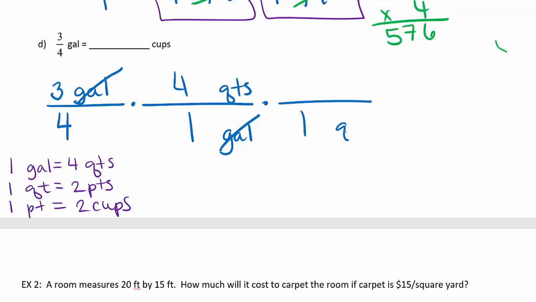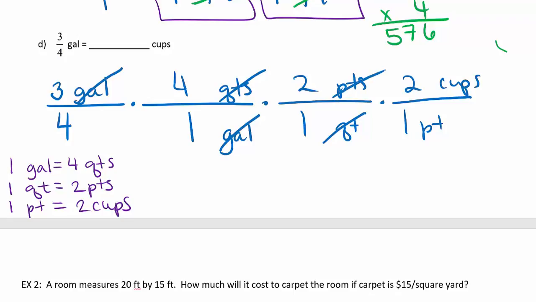1 quart is 2 pints. The quarts cancel. I'm left with pints. I'm almost there. Finally, I'll write down my conversion factor. 1 pint is 2 cups. The pints cancel, and finally, I'm left with the units I want.